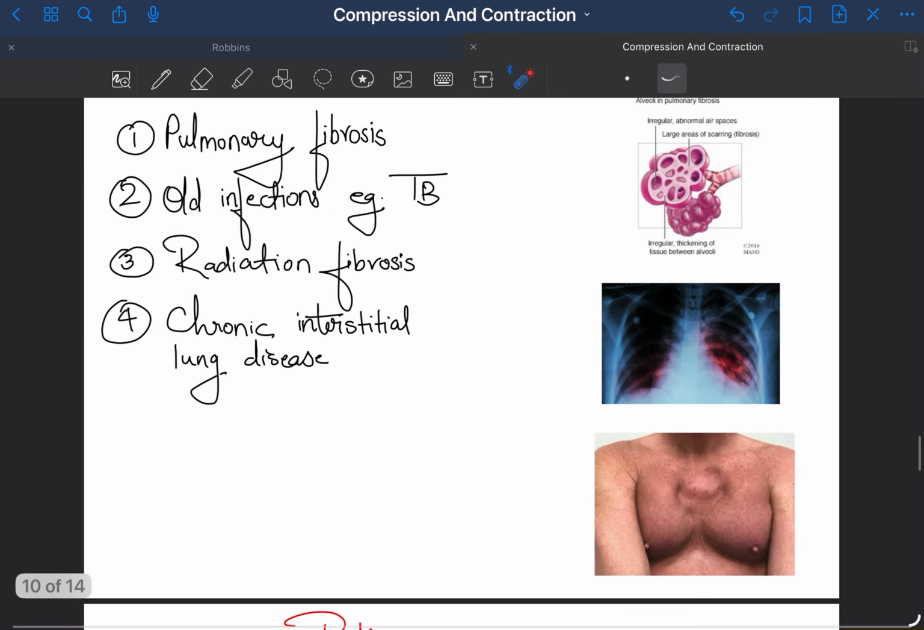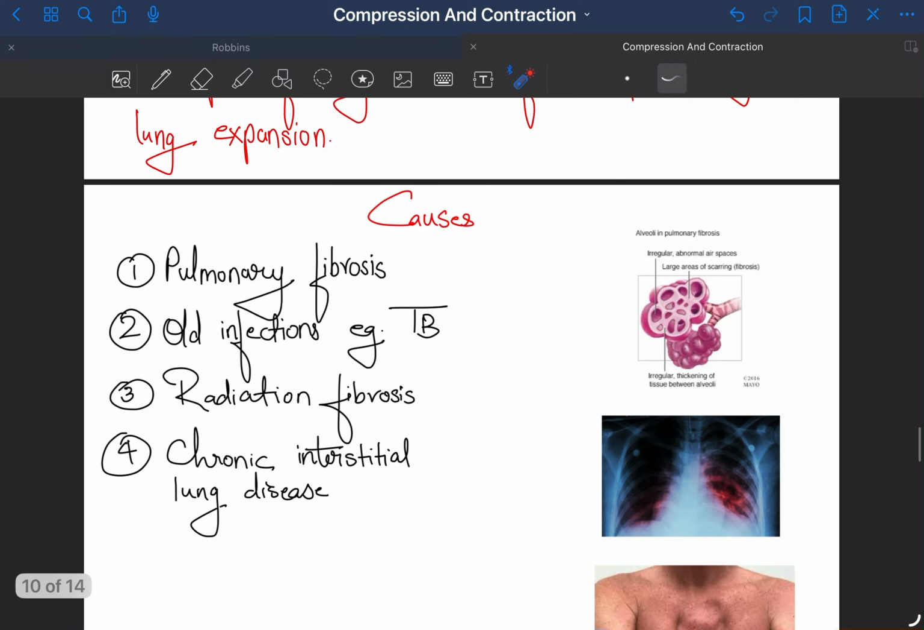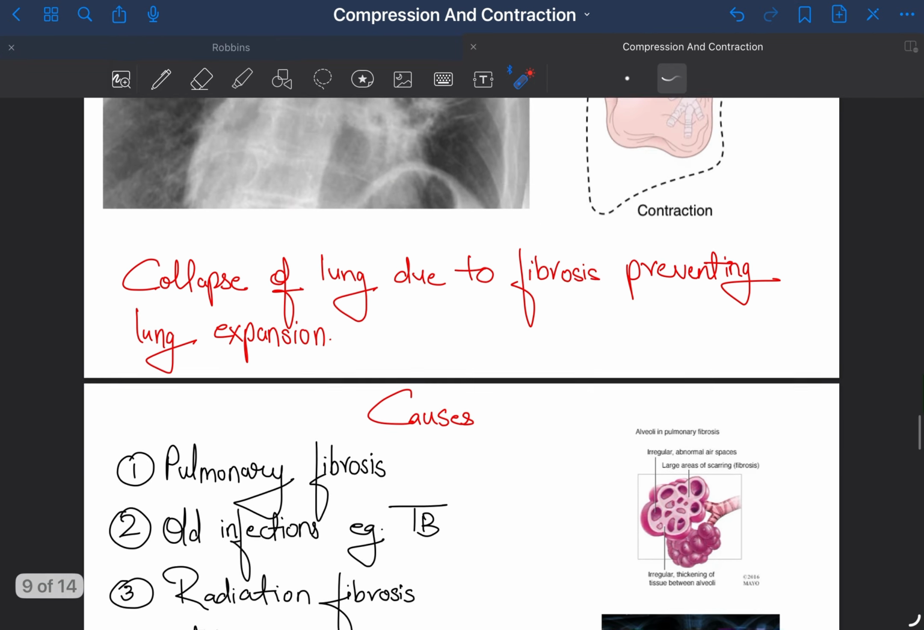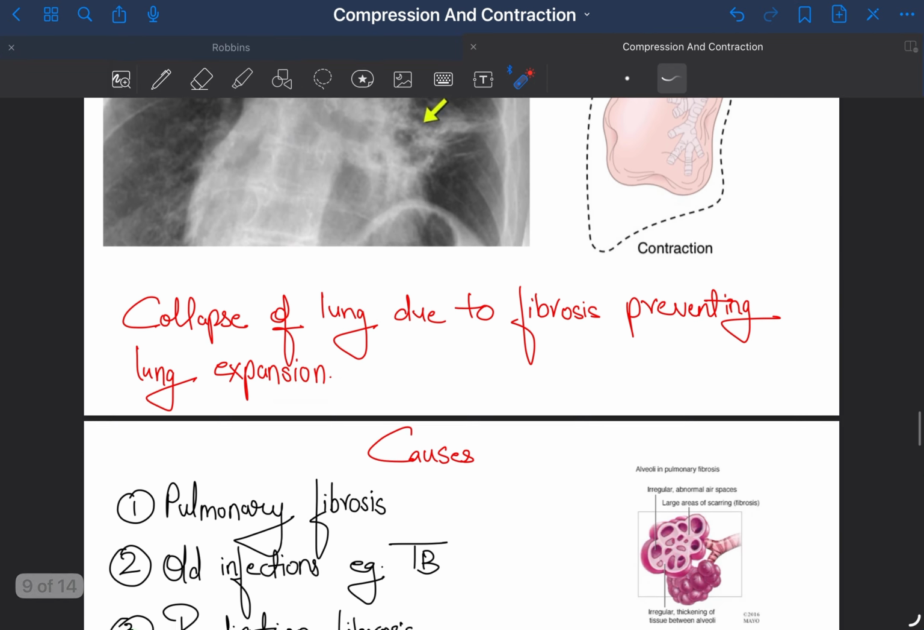Then there is old infection. We have TB, that is tuberculosis. Then we have radiation fibrosis, which is seen in this picture. And we have chronic interstitial lung disease. These are the causes that can cause contraction atelectasis.